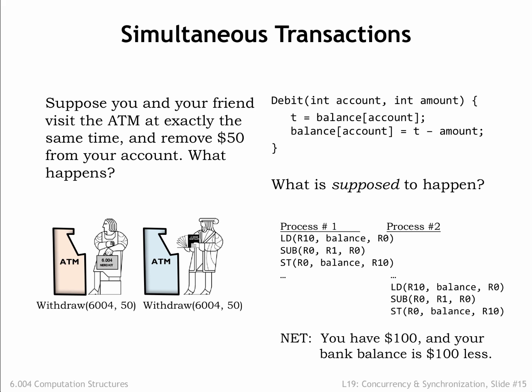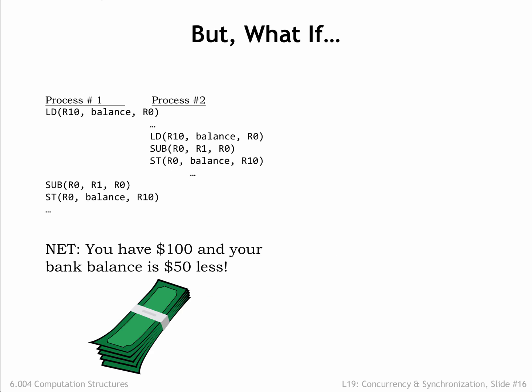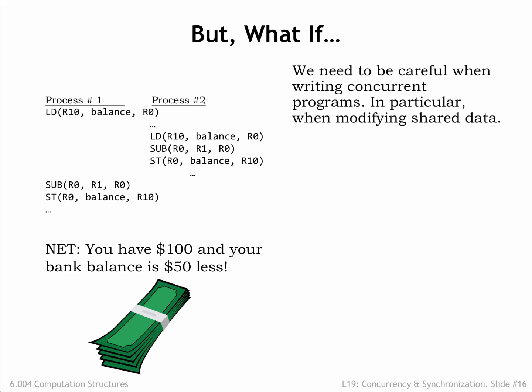So far, so good. But what happens if the process for the first transaction is interrupted just after it's read the balance? The second process subtracts $50 from the balance, completing that transaction. Now the first process resumes using the now out-of-date balance it loaded just before being interrupted. The net result is that you and your friend have $100, but the balance has only been debited by $50.